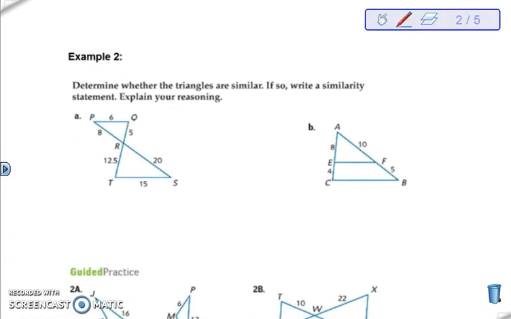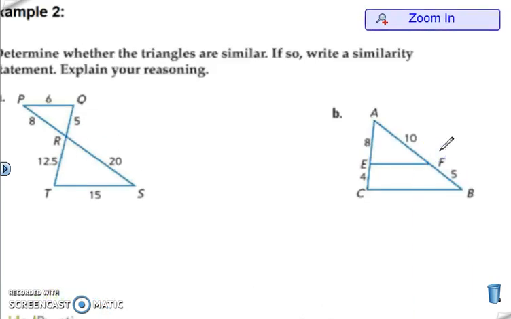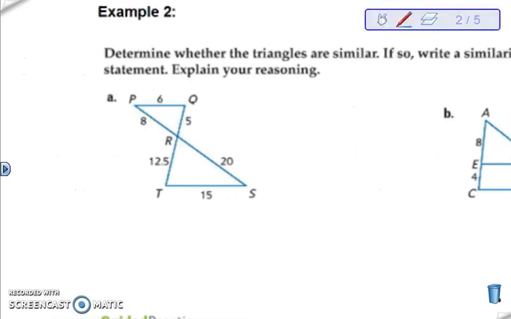So again, we need to determine whether or not the triangles are similar. This time we're only given sides. And in order to determine the similarity, we're going to need to look at the scale factor for all of the corresponding sides. So what I would recommend is to locate the smallest side from each triangle first and set up your proportion. So if I divide 5 by 12.5, I get 0.4.